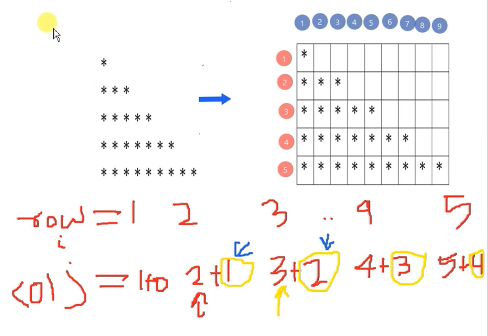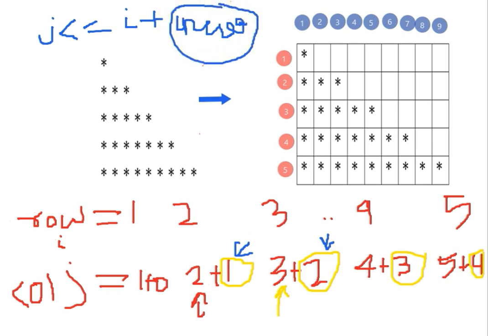So J will have a condition, that is the inner loop condition will be something like this, that I plus the increment part, right? Now this increment part, this portion, this is the increment part.